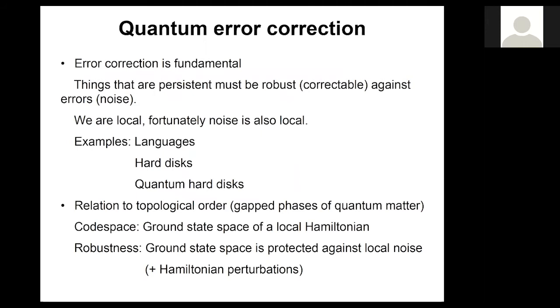Okay, so what about quantum error correction, right? What's the relation of all these things, all these physical objects or physical theories, or physical studies that have been done? How can it be related to something like error correction, which is in principle nothing but engineering? Well, I would argue otherwise. I would say that error correction is actually fundamental because things that are persistent to imperfections such as noise must be robust or correctable against all these effects in some way.